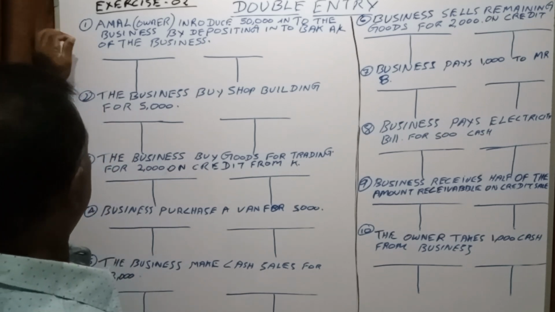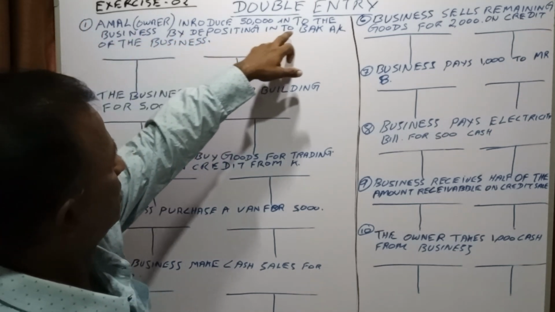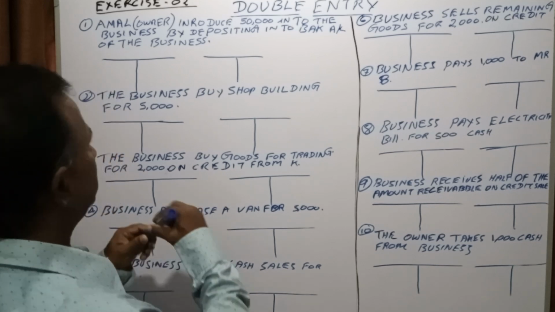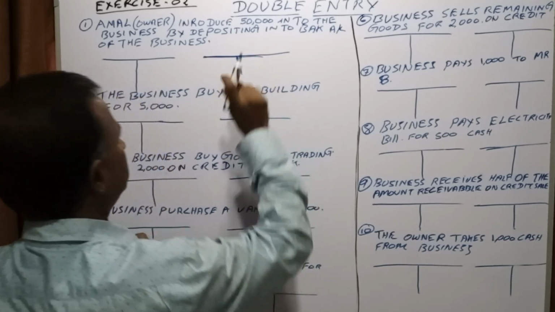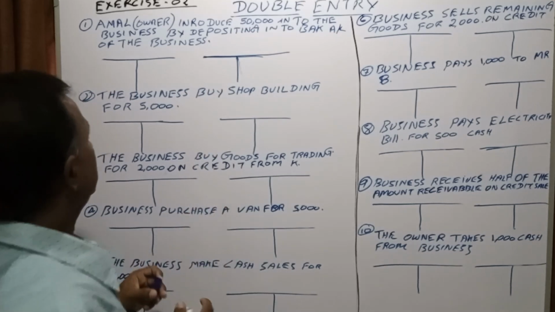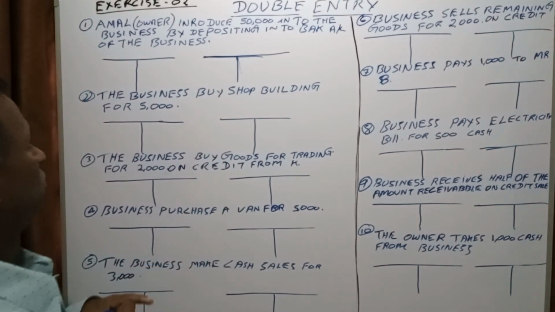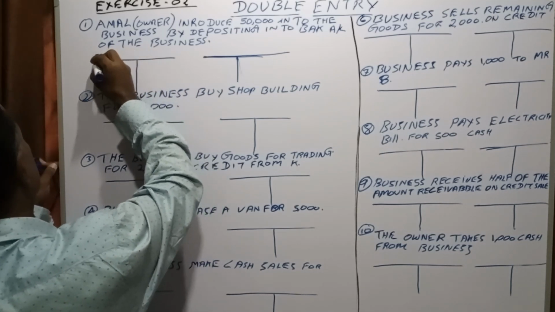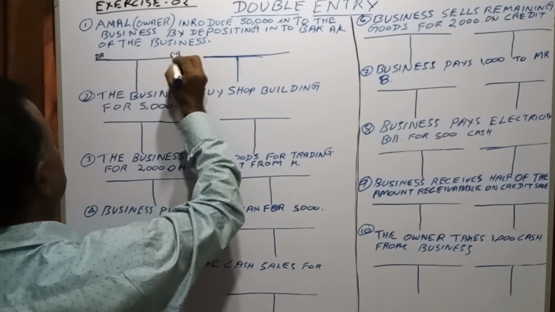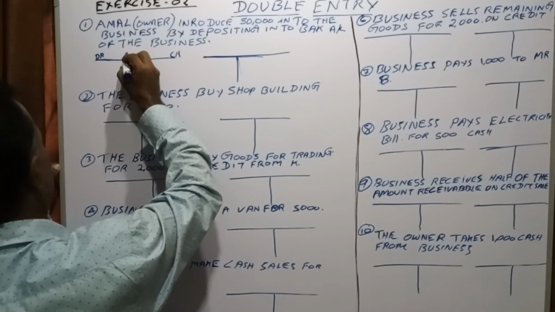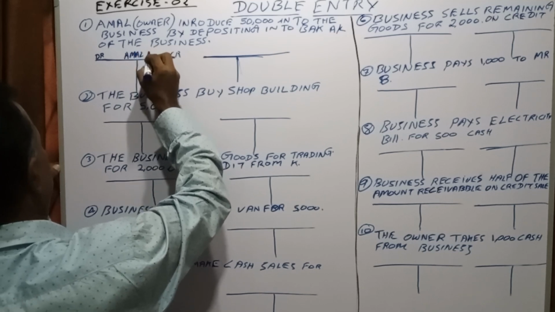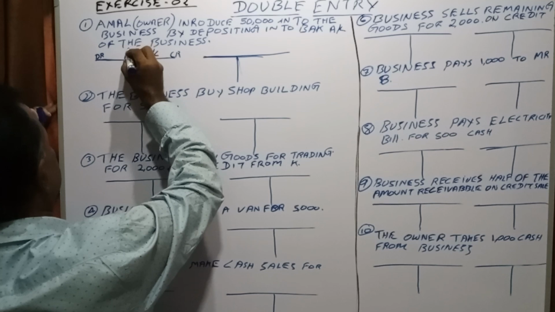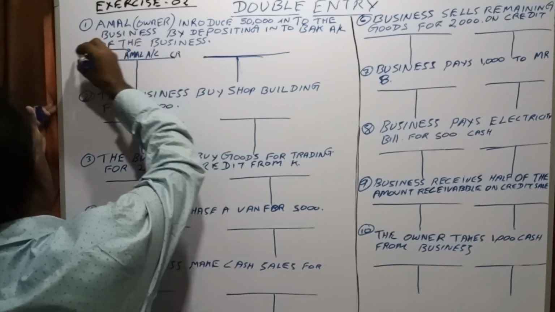First adjustment is Amal, the owner, introduced 50,000 into the business by depositing into the bank of the business. Then you have to identify the accounts which are going to be affected. One is, owner introduces means owner's account or capital account. Here we will say debits and this side is a credit. Owner or Amal, we say Amal account is going to be affected. Amal's account or capital account, we can say capital.